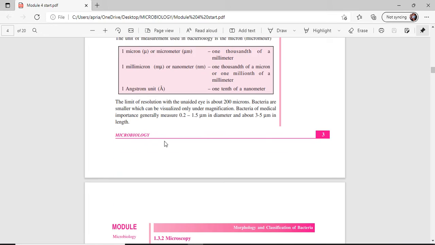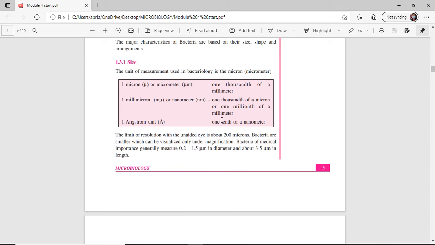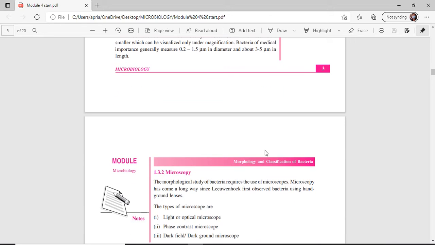The limit of resolution of the unaided eye is about 200 microns. Bacteria are smaller than can be visualized without magnification. Your bacteria of medical importance generally measure around 0.2 to 1.5 micrometers. With our eyes, we can only see down to 200 microns. But the size of bacteria is around 0.2 to 1.5 microns in diameter and about 3 to 5 microns in length.